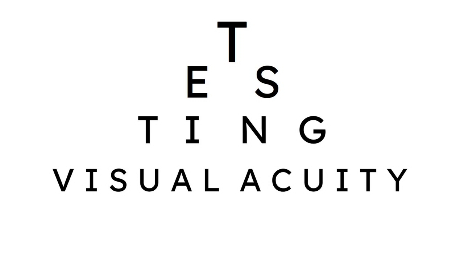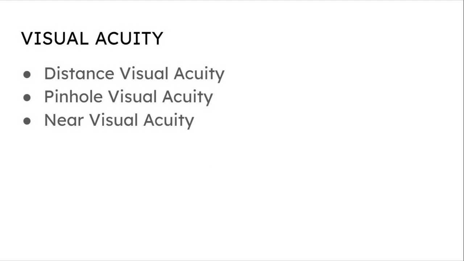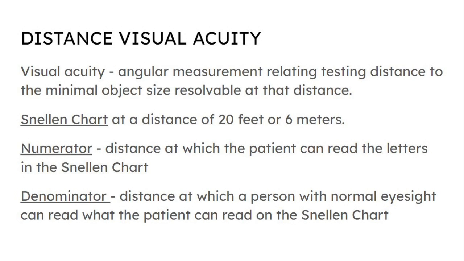Testing visual acuity. In this video, testing visual acuity will be divided into three parts: distance visual acuity, pinhole visual acuity, and near visual acuity. Distance visual acuity. Visual acuity refers to the angular measurement relating testing distance to the minimal object size resolvable at that distance. A Snellen chart is used at a distance of 20 feet or 6 meters.